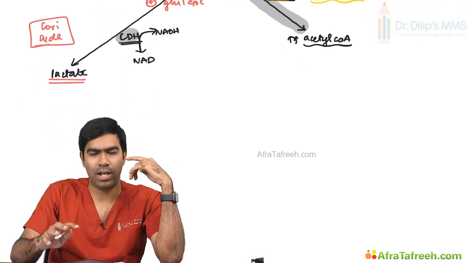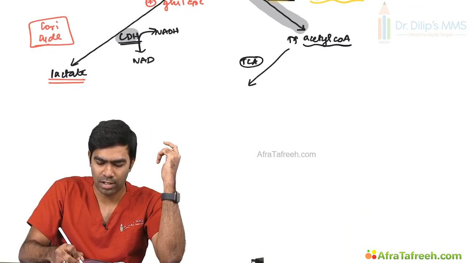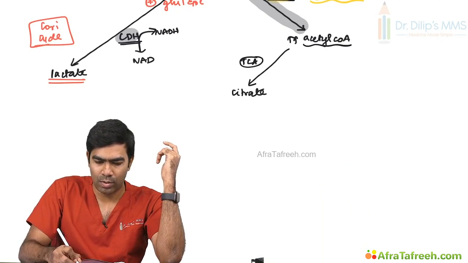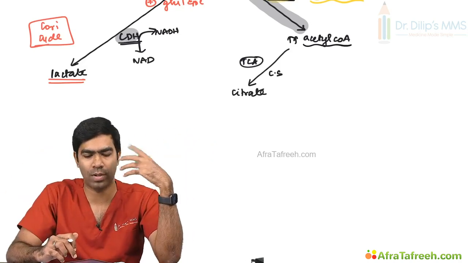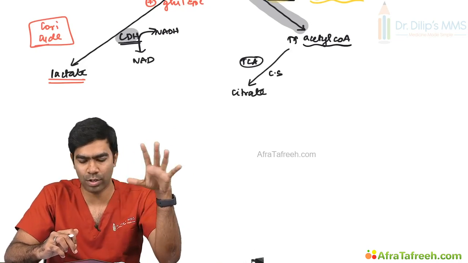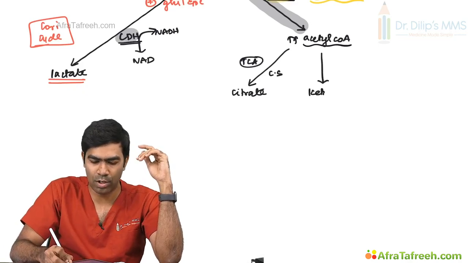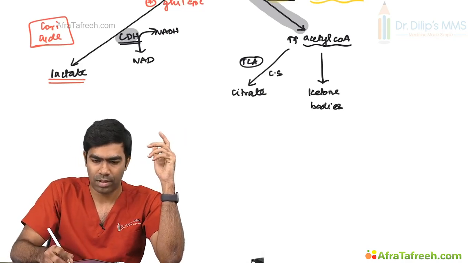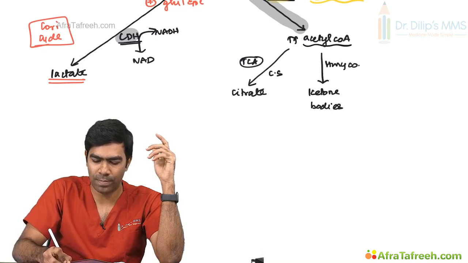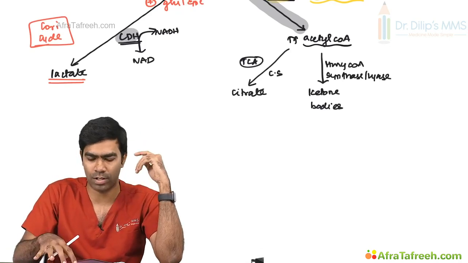But this acetyl-CoA has multiple fates. Once again, acetyl-CoA can be utilized in the TCA cycle to produce citrate through an enzyme called citrate synthase, or obviously citrate can be converted back to acetyl-CoA through an enzyme called citrate lyase. That is also there. We are not going to discuss that. The second pathway for acetyl-CoA is that it can produce ketone bodies like beta-hydroxybutyrate and acetoacetate in the setting of certain enzymes like HMG-CoA synthase and lyase. So these 2 are key enzymes for the production of ketone bodies. Acetyl-CoA can be shunted towards ketone body production.